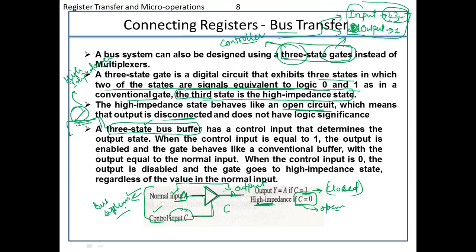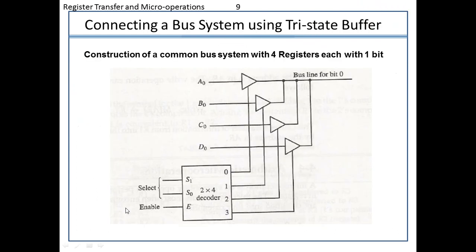So let's understand that. Here I have considered one example, where I am using a scenario with four registers present: register A, register B, register C, and register D. Let's suppose these are the four registers available, and each register consists of one bit only.